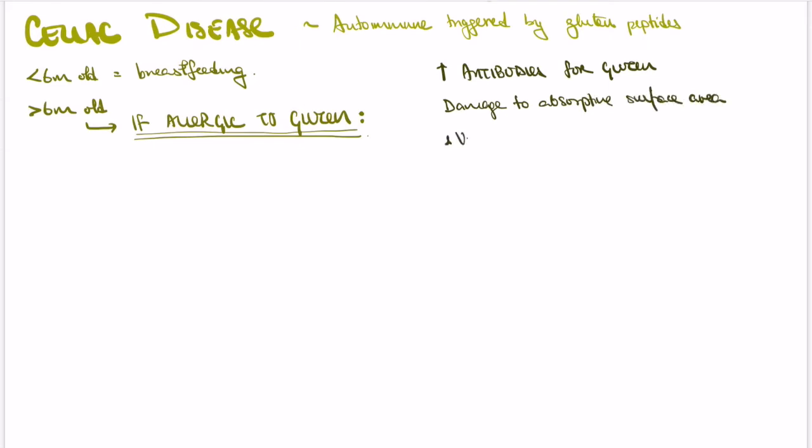The first one is villous atrophy, which leads to a reduced absorptive surface area. You also have crypt hyperplasia, meaning there's an increased cellular proliferation, and an inflammatory infiltration, with an increase in intraepithelial lymphocytes and an influx of immune cells into the lamina propria.